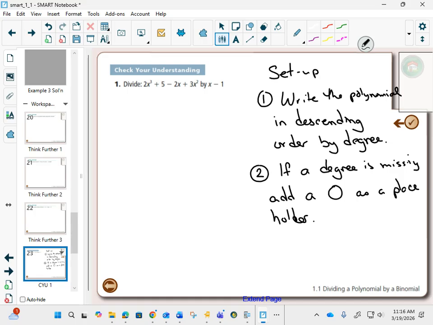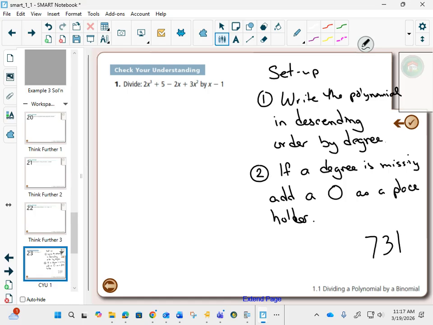And if a degree is missing, we have to add a 0 as a placeholder. These things never came up in numbers. When you do long division with numbers, you never have to worry about order. Because in numbers, when you write this number, everybody knows the 7 stands for 7 hundredths. Everybody knows the 3 stands for 3 tenths. And the 1 stands for 1 ones.